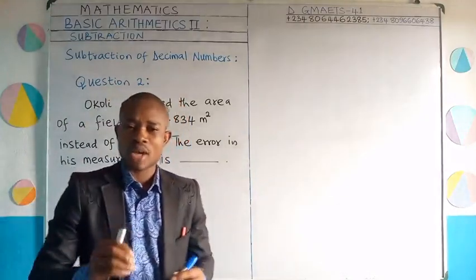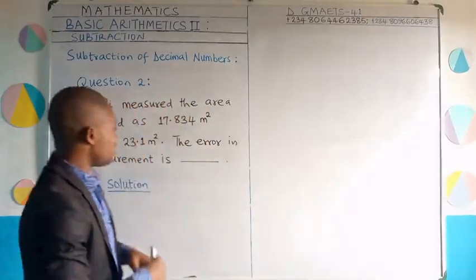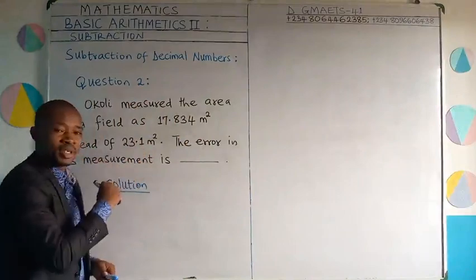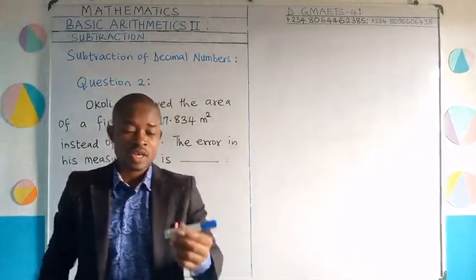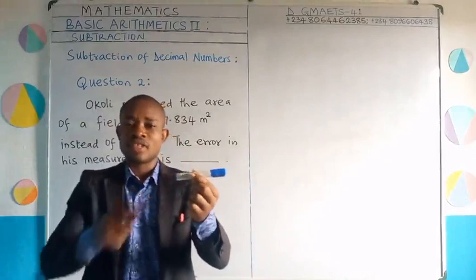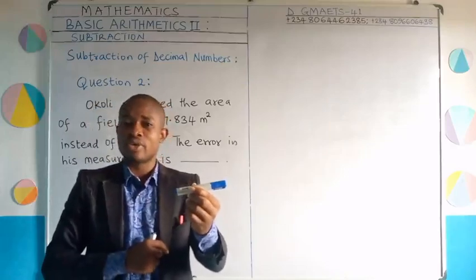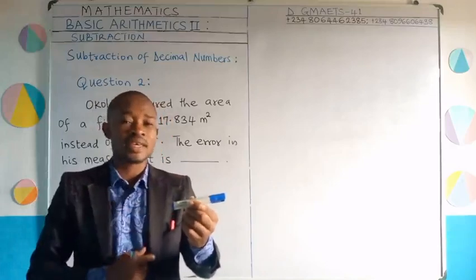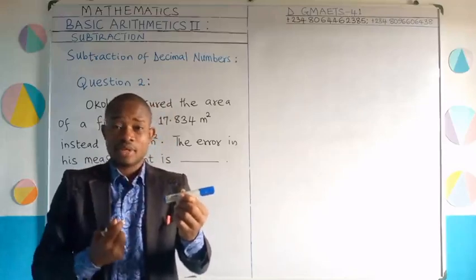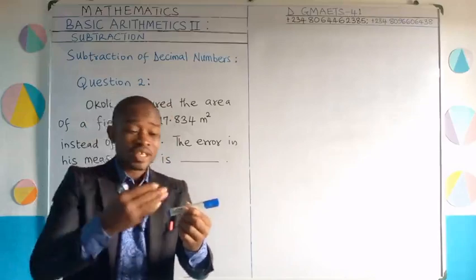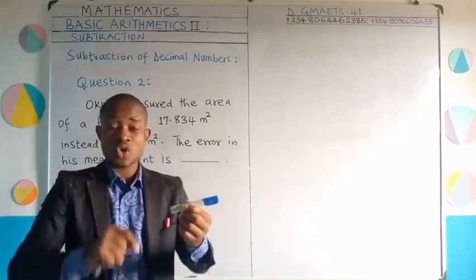Now, in this problem we are asked to calculate the error in the measurement by Okoli. Think about this. The area of the field is 23.1 square meter, but what Okoli measured it to be is 17.834 square meter. Imagine that this marker, the length is 20 centimeter. I asked you to measure it, and when you were done measuring it, you told me that what you got is 18 centimeter. But I know very well that the length is 20 cm. So you made a mistake. Clearly, you would agree with me that 2 centimeter is missing from your own measurement.